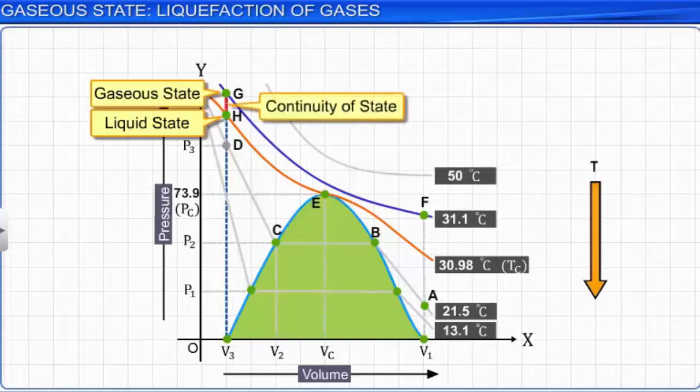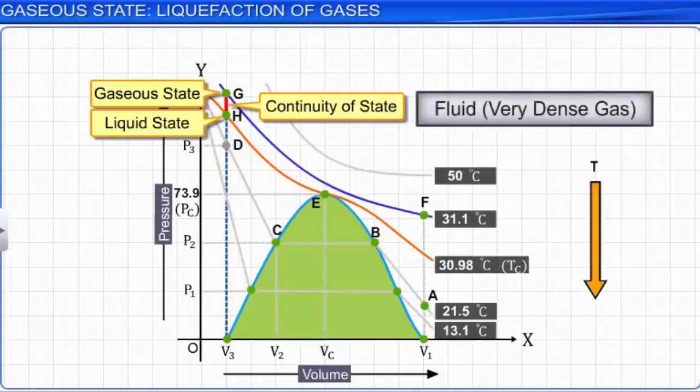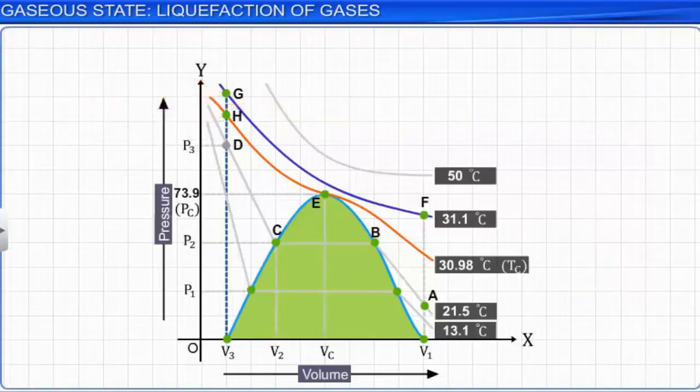To recognize this continuity, the term fluid is used for either a liquid or a gas. Thus, a liquid can be viewed as a very dense gas. A gas can be liquefied below critical temperature by applying pressure, and then it is called the vapor of the substance. For example, carbon dioxide gas below its critical temperature at 30.98 degrees Celsius is called carbon dioxide vapor.